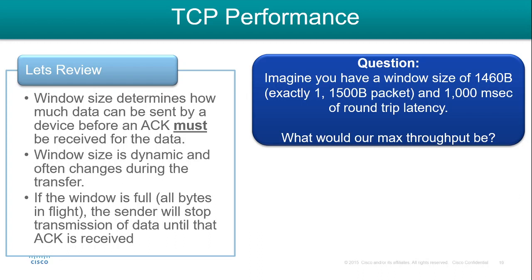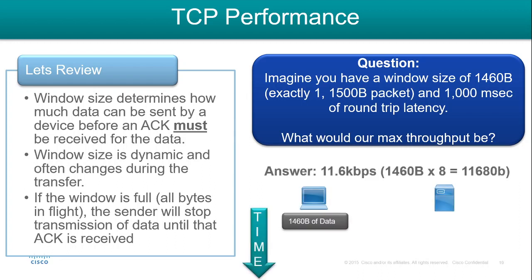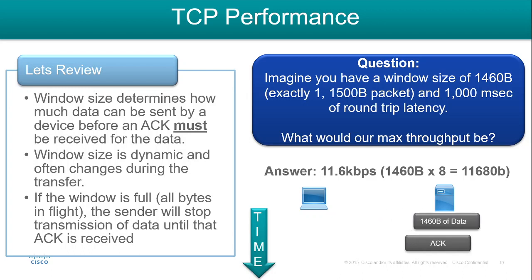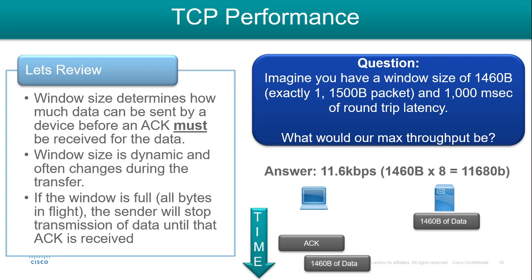And if you do some quick math in your head, you might say, well, if I can only send a single 1460 byte packet, and it takes 1 full second to send it and then receive an acknowledgement before I can send the next block of 1460 bytes, then the throughput should be 1460 bytes per second, or 11.6 kilobits per second. And I get that number by multiplying 1460 bytes by 8 in order to convert it into bits.